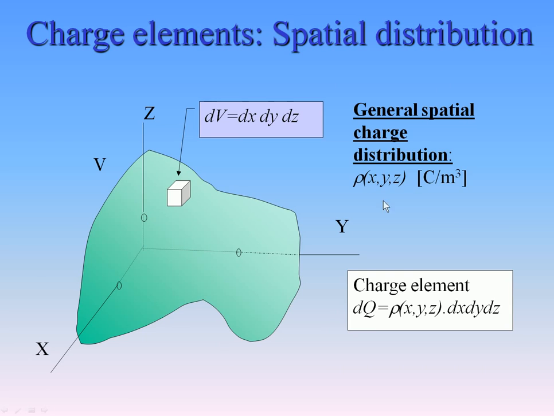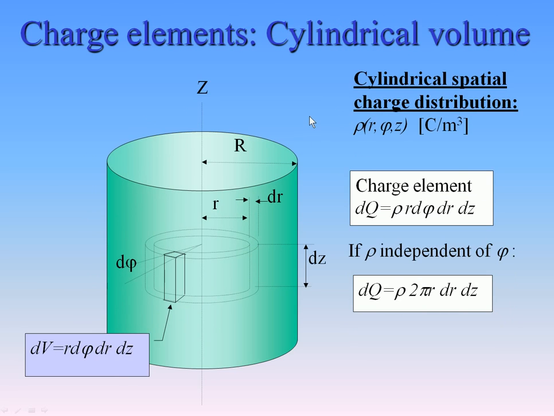A spatial distribution. General spatial charge distribution rho as a function of x, y, and z in coulomb per cubic meter, and this is the volume element dV. And the charge element is rho times the volume element. When we have a cylindrical volume, when the charge is distributed over the total volume, then we talk about a rho in coulomb per cubic meter. And rho can be a function of r, φ, and z. And the charge element dq is rho times r dφ times dr times dz. dV is r dφ, that's this distance here, times dr, this distance here, times dz.